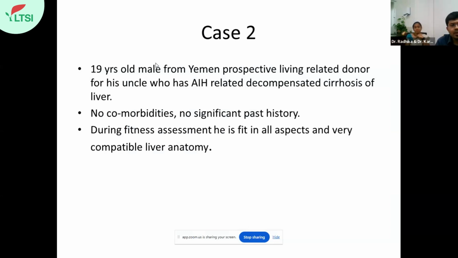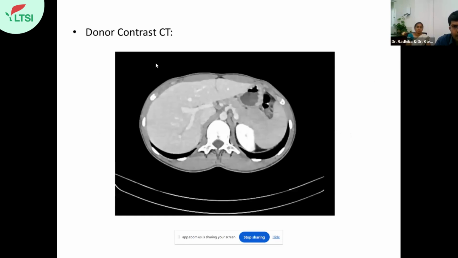So this is a 19-year-old male from Yemen. He is a prospective living-related donor for his uncle, who has autoimmune-related decompensated cirrhosis of the liver. He has no comorbidities and no significant past history to worry about. During fitness assessment, he was fit in all aspects with very compatible liver anatomy. Hence we decided to go ahead with a robotic donor hepatectomy.